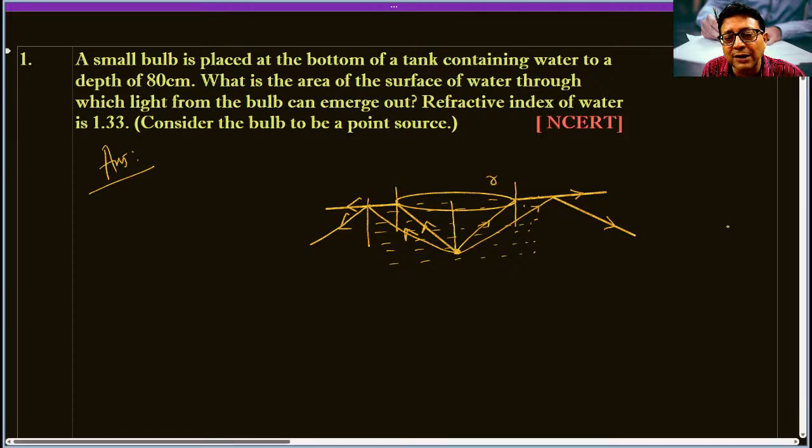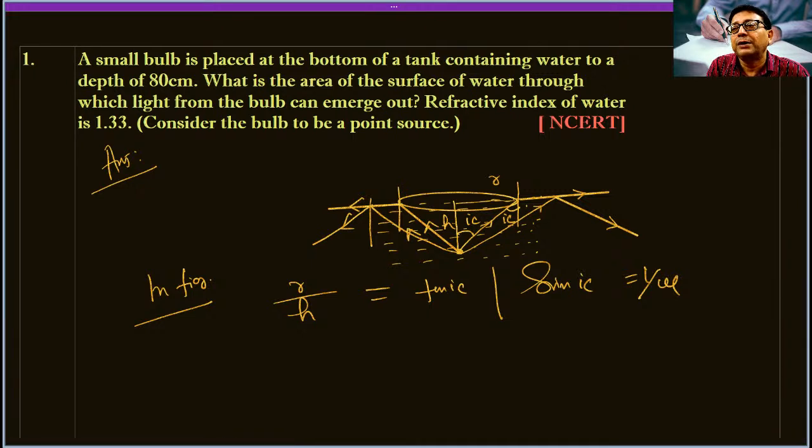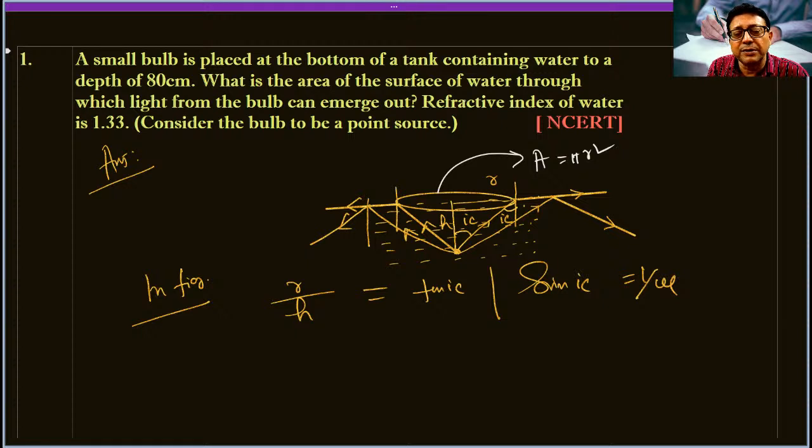In fact, this is R, this one H, this is the critical angle, so this is also IC. In this diagram, what do you get? R by H equal to tan IC, and sin IC you know is 1 by mu. From here you have to calculate the area of the circular region. The area of the circular region A equal to pi r square. The value of r you get from here, you substitute.